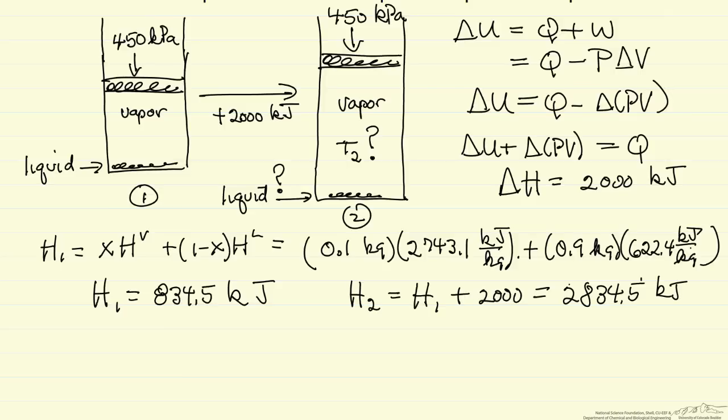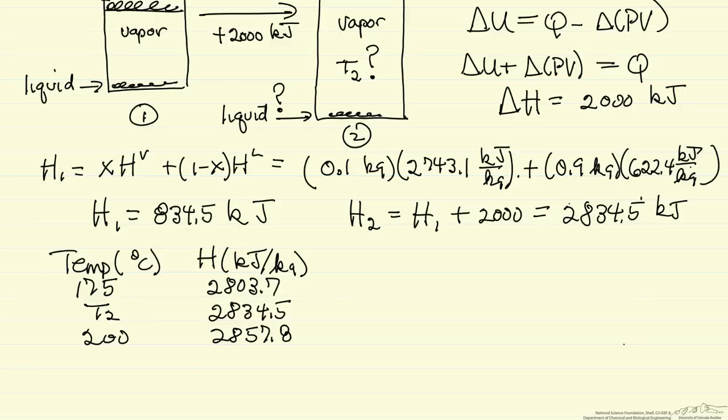So the first thing we can notice is that H2 is larger than the enthalpy of saturated vapor at this pressure, which means we must have superheated steam, and we would go to the superheated table. In this case, for the table I'm using, I'm going to have to interpolate, so I'm going to write down the values for the temperatures and show the interpolation.